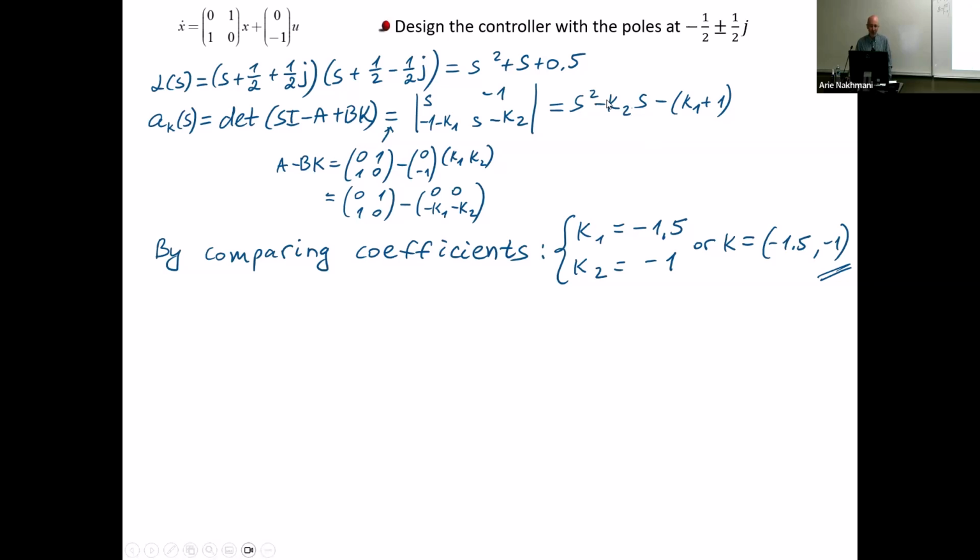You can compare coefficients. Minus K2 will be equal to 1, which is the coefficient of S. And minus K1 plus 1 will be equal to 0.5. So you have a system of 2 equations, solve them, and you get K. Okay, done with the controller design.